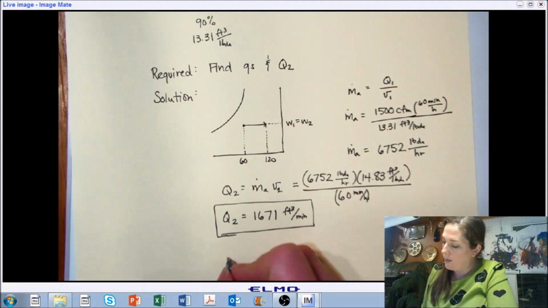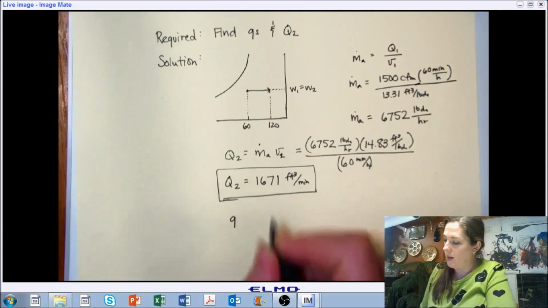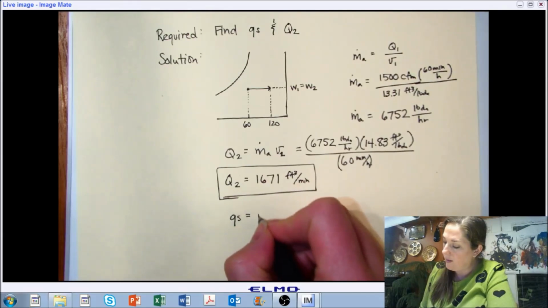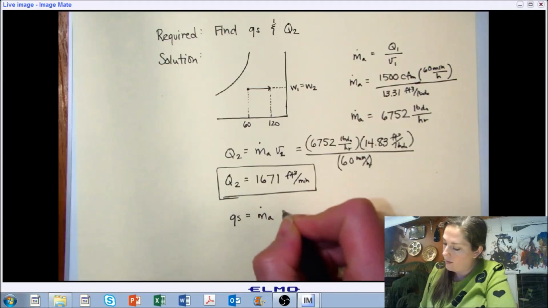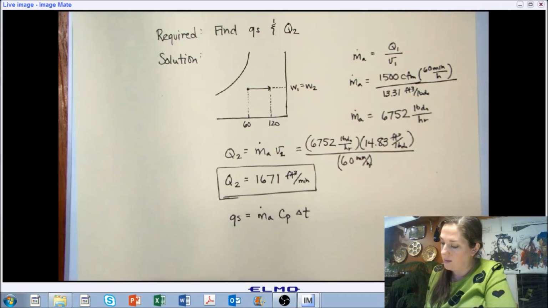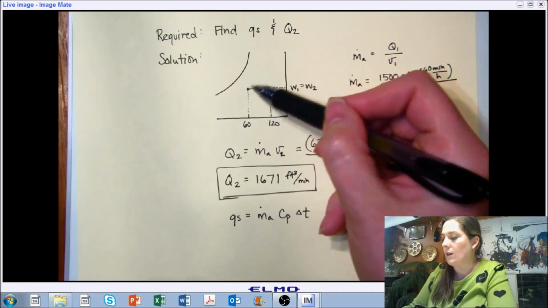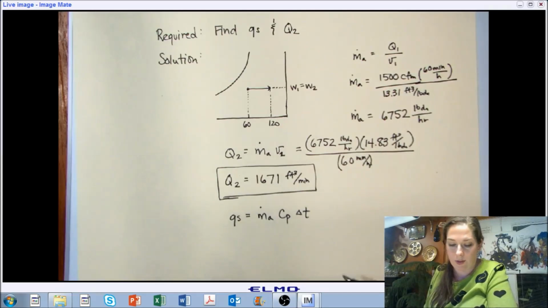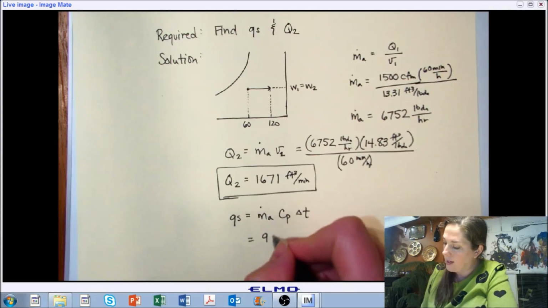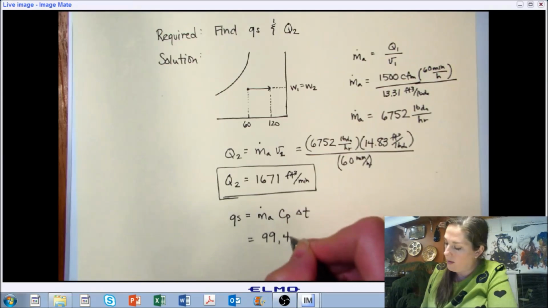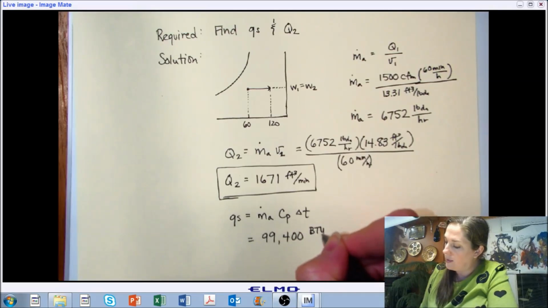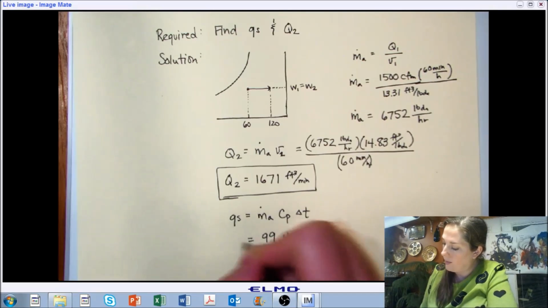And then if we want to calculate the amount of energy required, the amount of sensible heating required, we can use our m c_p delta T, or if we wanted to, we could look up the enthalpies for our state points and use that equation. For the sake of time, I won't plug all the numbers in for that one, but you should end up with 99,400 BTUs per hour.